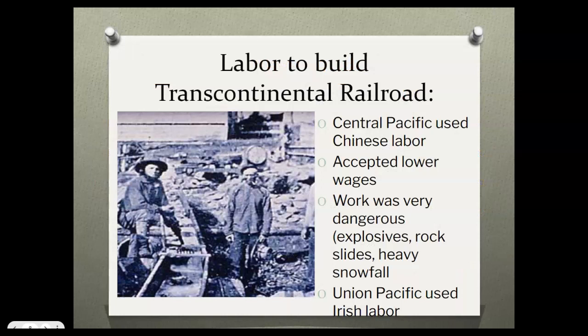Labor to build this transcontinental railroad was twofold. You had Chinese laborers and you also had Irish laborers. The Central Pacific used the Chinese labor. They were closer, coming from Asia, so it was easier for them to join with the rail companies and build with them. However, they accepted lower wages, and we're going to get to why those groups were lower wage workers.